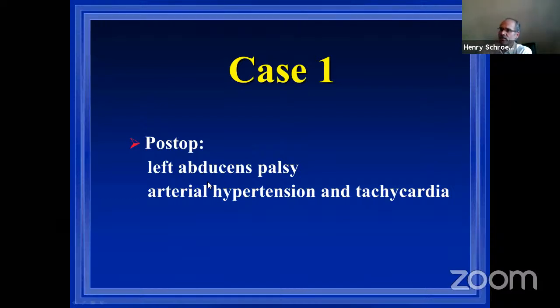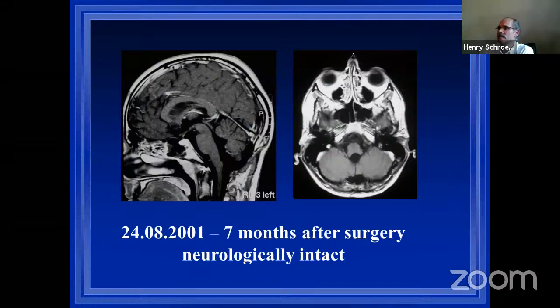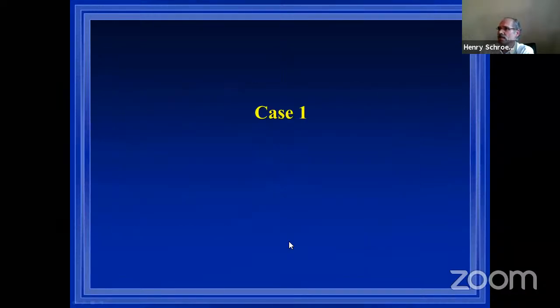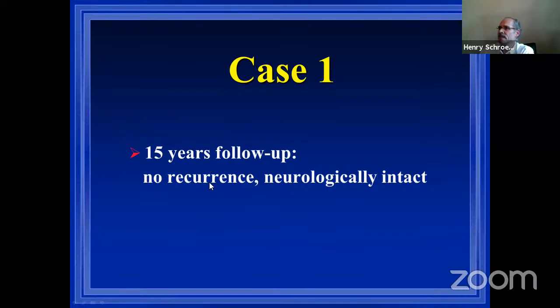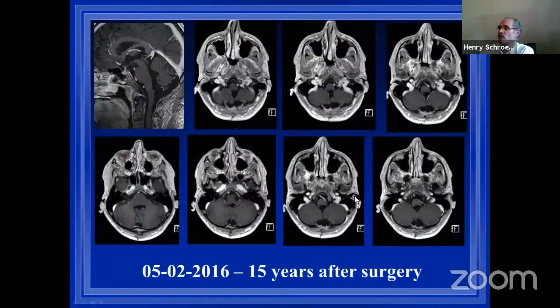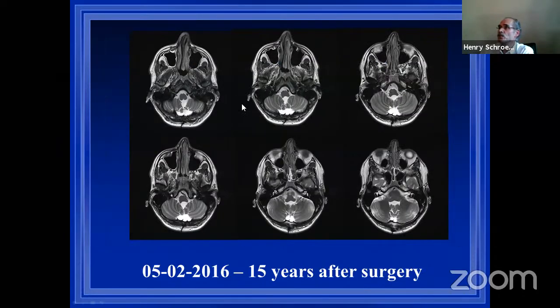Post-op, he had a left abducens palsy, and he had a really arterial hypertension, which was difficult to treat. So this was clearly an irritation of the medulla by my dissection. But this resolved after a time, and 7 months later he came for follow-up. You see there is no tumor remnant. He was neurologically intact. And then he came now 15 years later, no recurrence, still neurologically intact, fully employed. So gross total resection without any adjuvant therapy. And also T2 weighted shows no tumor remnant.